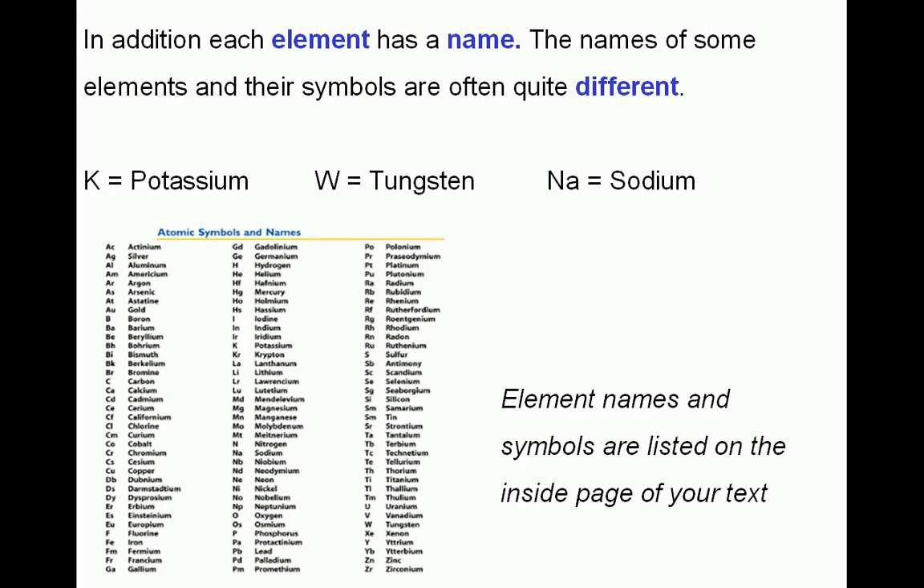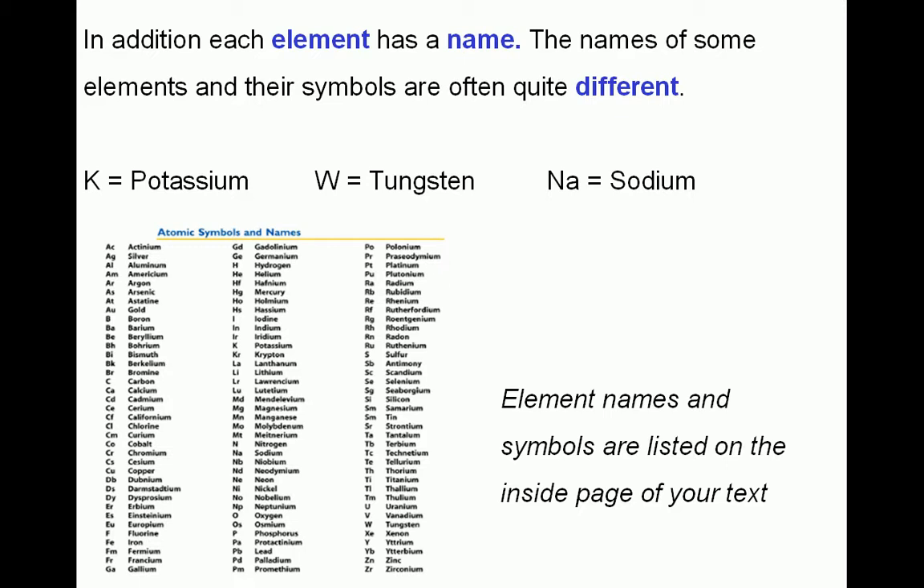So, in addition to its symbol, each element has a name. And for 11 of the elements, the names and the symbols are very different. Ten of those elements have names that are derived from Latin, so obviously the English name and the symbol will be different. And one element, tungsten, has a symbol derived from German.